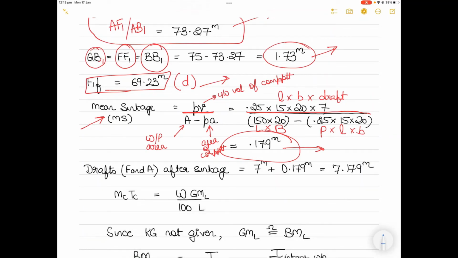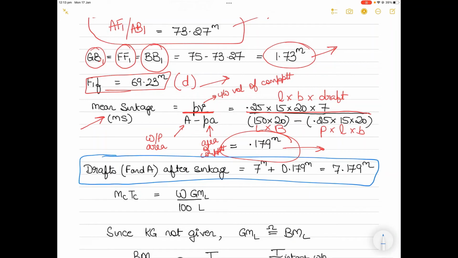Alright, so what will be the draft? Initial draft was 7 meters forward and aft, but overall sinkage will be 0.179 meters. So we will add this to the drafts forward and aft of 7 meters, and we get draft after sinkage as 7.179 meters. Draft after sinkage.